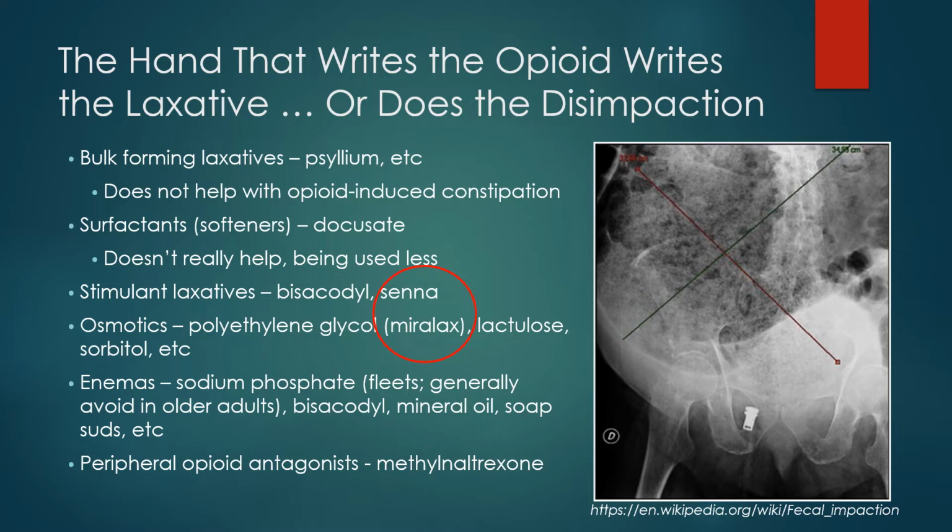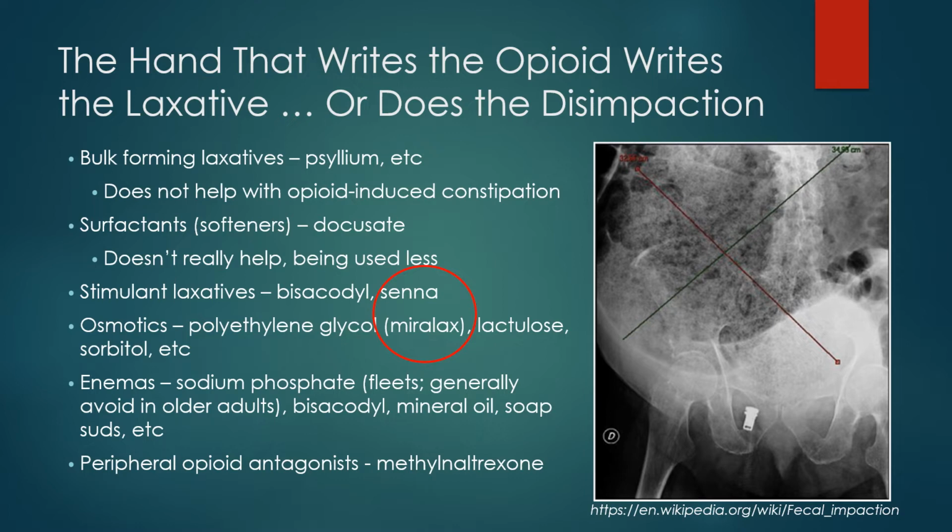There are a number of laxatives that you can use, including bulk-forming laxatives such as psyllium, which really does not help with opioid-induced constipation. There are also surfactants, including docusate, which also doesn't help and is being used less often. Stimulant laxatives are the preferred agents and include bisacodyl and senna. Osmotics include polyethylene glycol or Miralax, lactulose, and sorbitol. The combination of senna and Miralax is a popular combination.